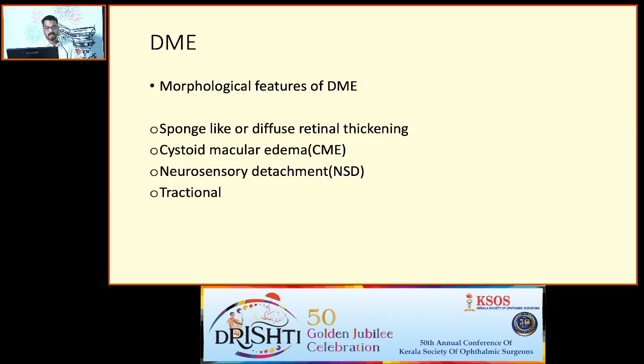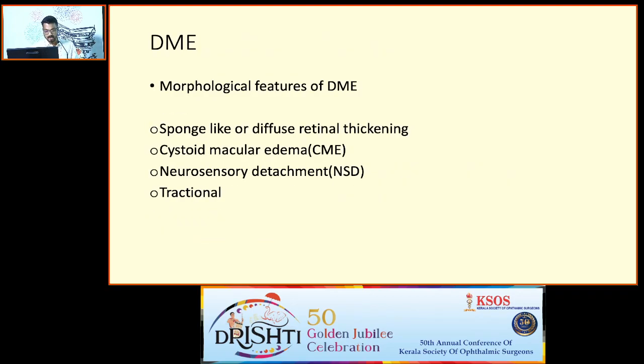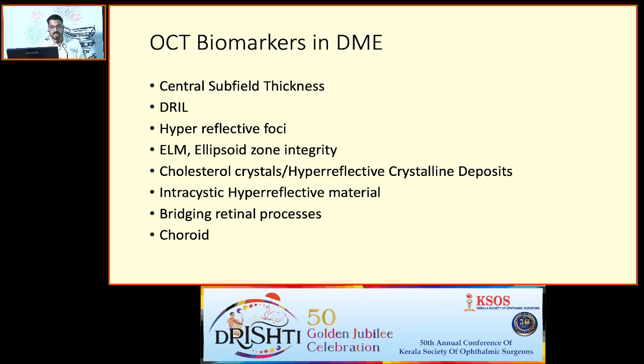Diabetic macular edema can be either tractional or non-tractional. For tractional, surgery might be the treatment of choice. For non-tractional edema, like spongiform, cystoid macular edema, or neurosensory detachment, these require medical treatment with lasers and injections. But classifying into these subtypes alone cannot actually prognosticate the diabetic macular edema. So we have these OCT biomarkers in DME.